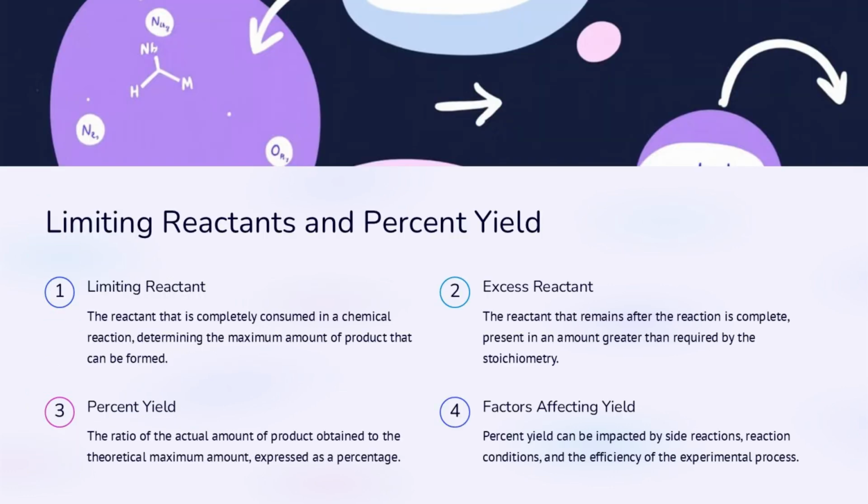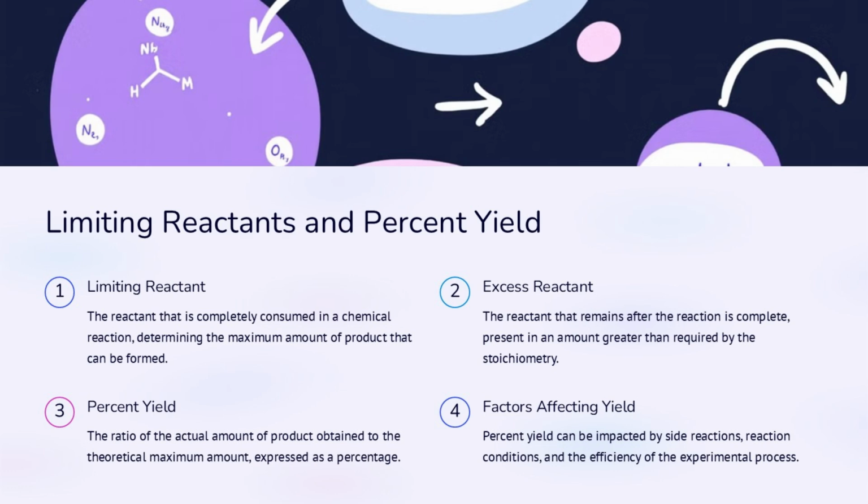The key concepts we'll cover in this slide are limiting reactants, excess reactants, and percent yield. The limiting reactant is the one that is completely used up in the reaction, determining the maximum amount of product that can form. The excess reactant is present in greater quantity than required by the stoichiometry and remains after the reaction is complete.